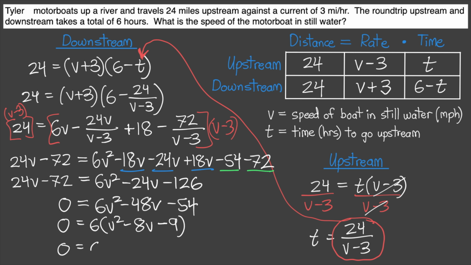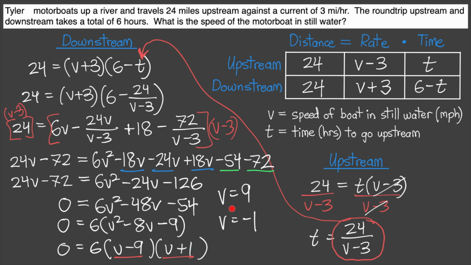All right, we're almost there. Now we just need to factor. So factors of 9 that multiply to negative 9 and have a difference of negative 8. So those two numbers are negative 9 and positive 1. All right, so now we set each of these guys equal to 0, solve for V. So V would equal 9, or V would equal negative 1.